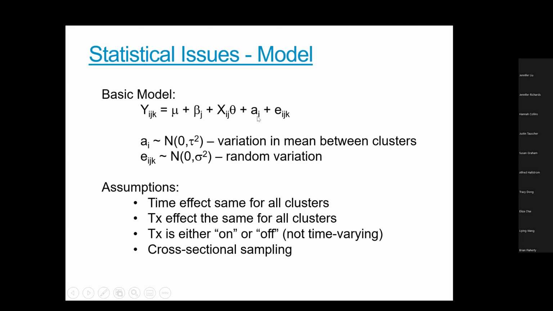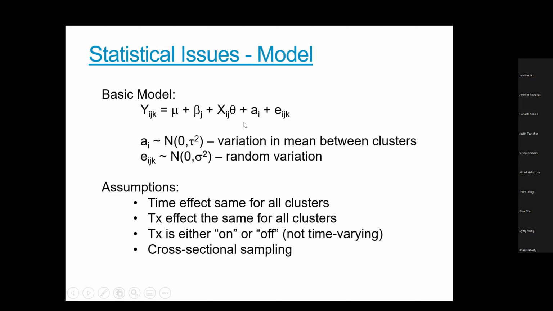I'm also going to say that not all the clusters are equivalent. And so I'm going to allow the mean of my outcome to vary between clusters. This is done by introducing what we call a random effect, a random cluster mean effect, and that's this A sub I. This variation between the means of the clusters basically is what induces the correlation between individuals within a cluster. Individuals within the same cluster are more alike than individuals in different clusters, and that's basically due to this.